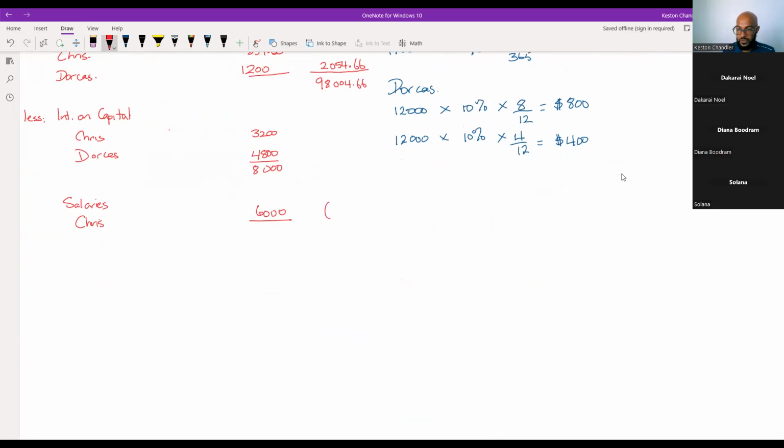So that's a deduction of 14,000. Do that now. And that's it in terms of appropriation for our 84,000. Next part we're doing is the share of profits.